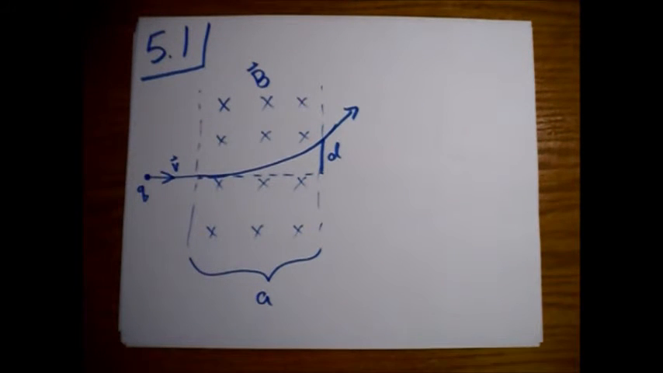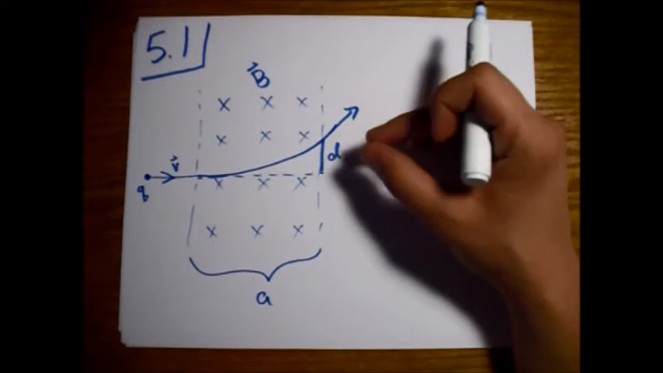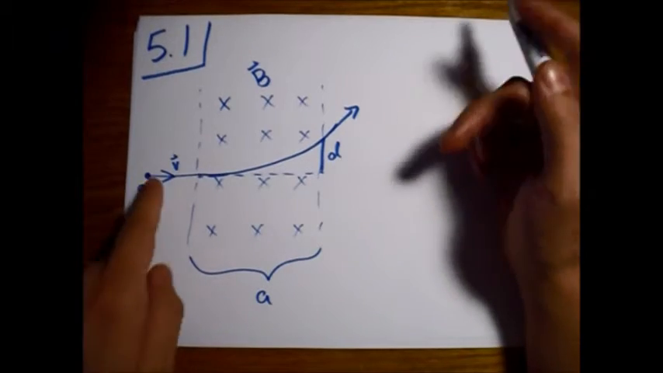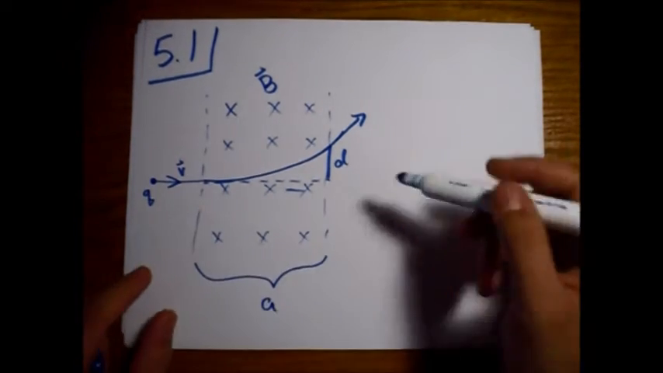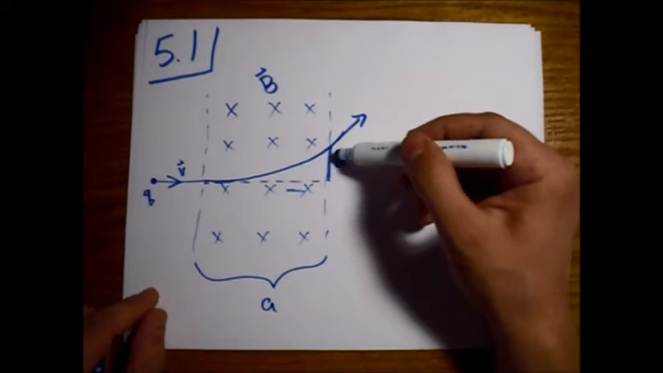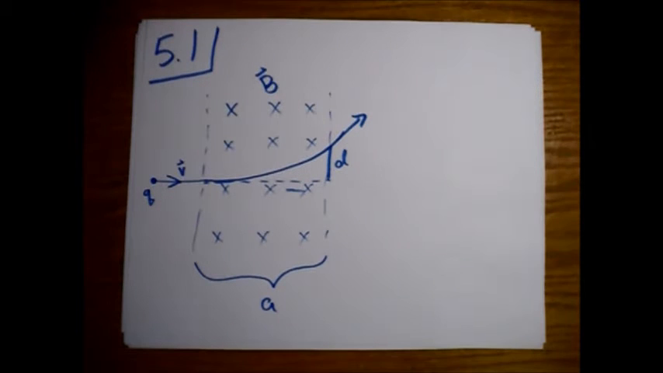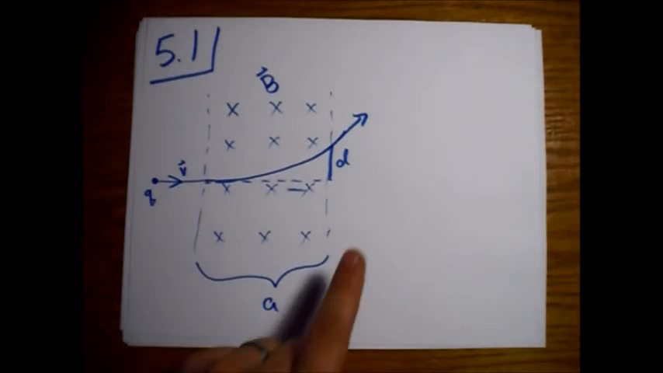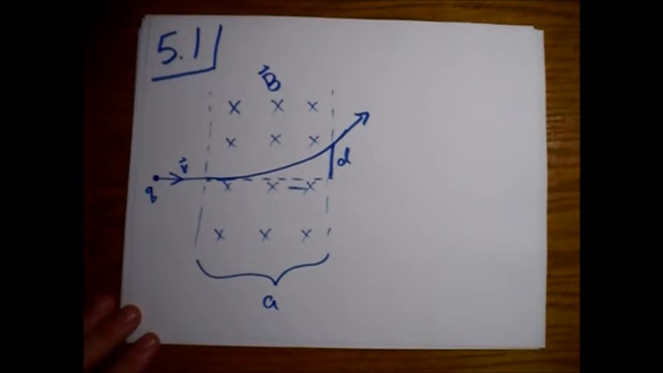The field deflects the particle a distance d, this little distance here, above the original line of flight. The original line of flight is right through here, and as it exits the region of the field, it's displaced a distance d above where it would have been without the field. Is the charge positive or negative? And in terms of a, d, B, and Q, find the momentum of the particle.